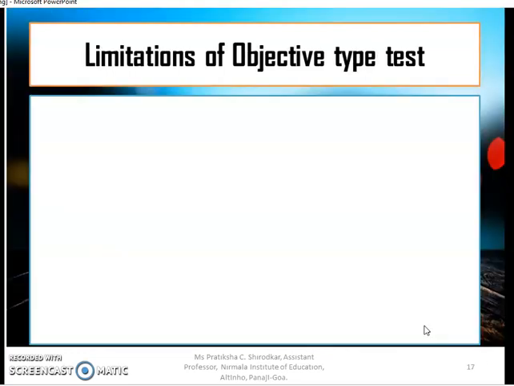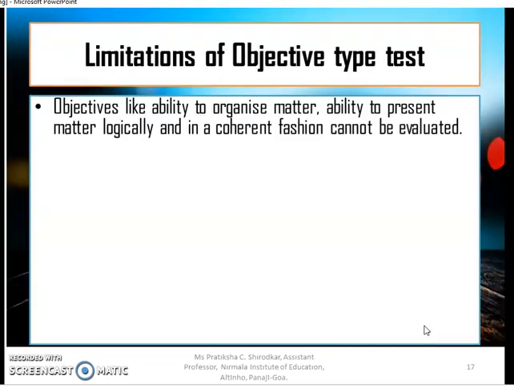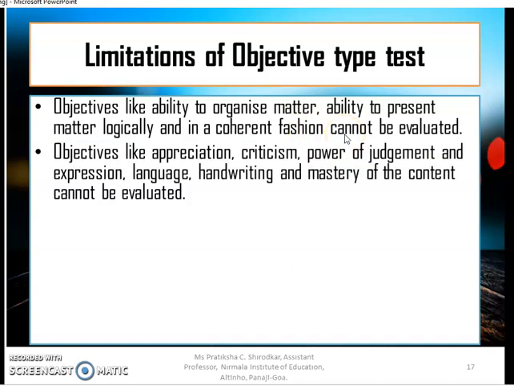Now, there are certain limitations to the objective type of test. Objectives like the ability to organize matter, and the ability to present matter logically and in a coherent fashion, cannot be evaluated because the answer is straightforward, one word or just supply or select.